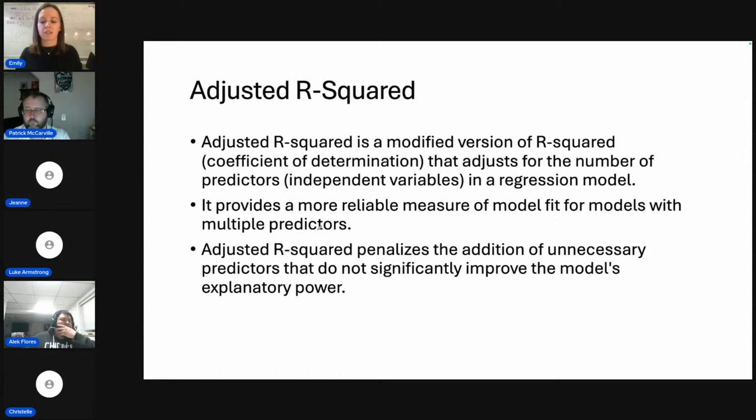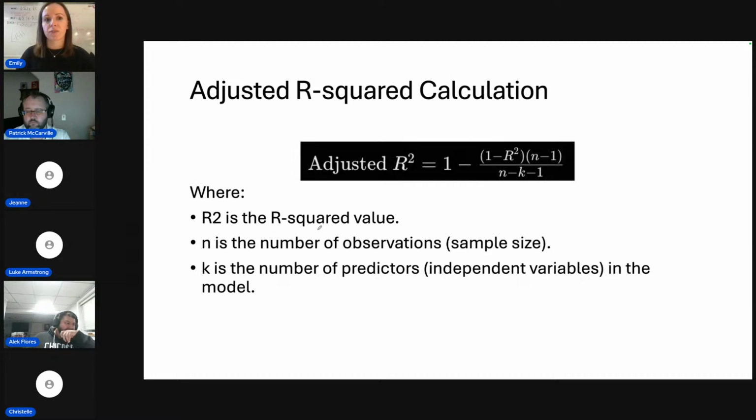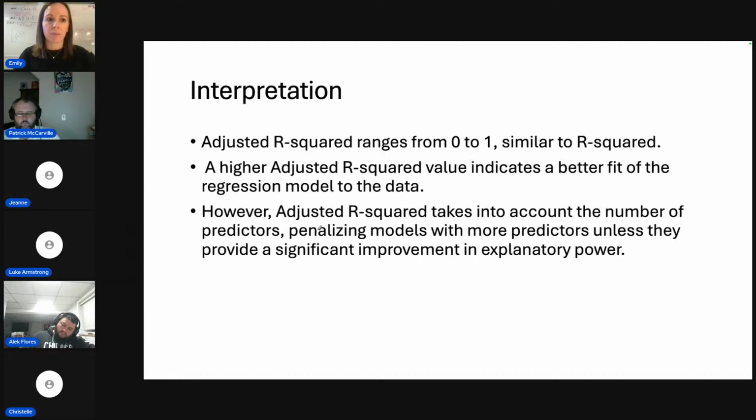So it takes into consideration, do you have one feature that you're using? Do you have 4 features that you're using? Do you have 10 features that you're putting into your model? So here's the adjusted R squared formula, where adjusted R squared is 1 minus (1 minus R squared) times (n minus 1) over (n minus k minus 1). So n is the number of observations. This is your sample size. And k is the number of independent variables in your model. So adjusted R squared takes into account how many features you are using to make that prediction.